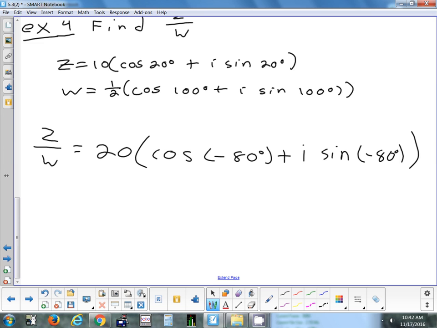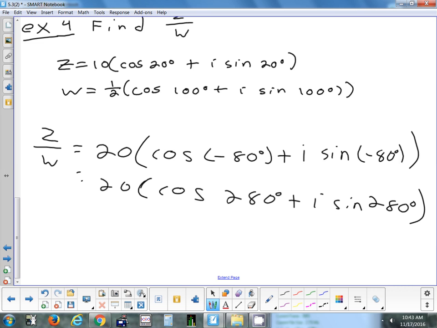Okay, but let's write down one of the ways you can simplify it by adding 360. What would you get for a positive angle if you add 360 to negative 80? Negative 80 plus 360 is 280. So cosine 280 plus i sine 280. And the other way to do it would be you could just take the negative away from cosine, and for sine, you could move the negative in front. Okay, any questions on dividing two complex numbers if they are written in polar?